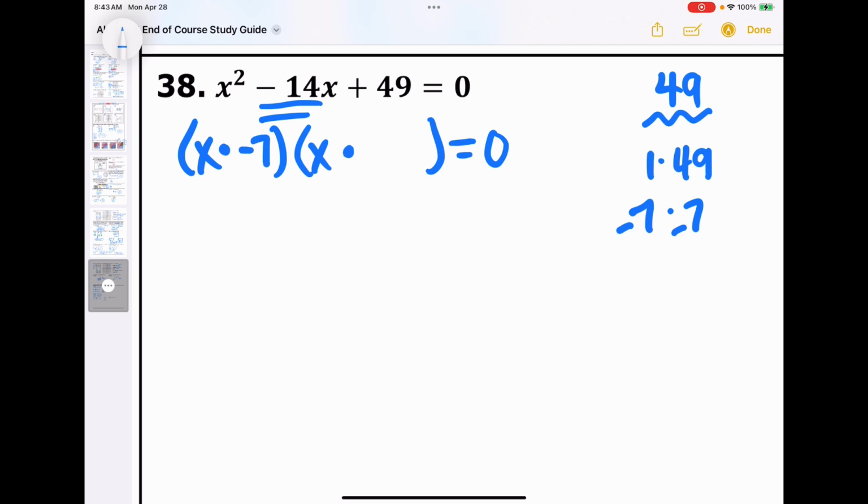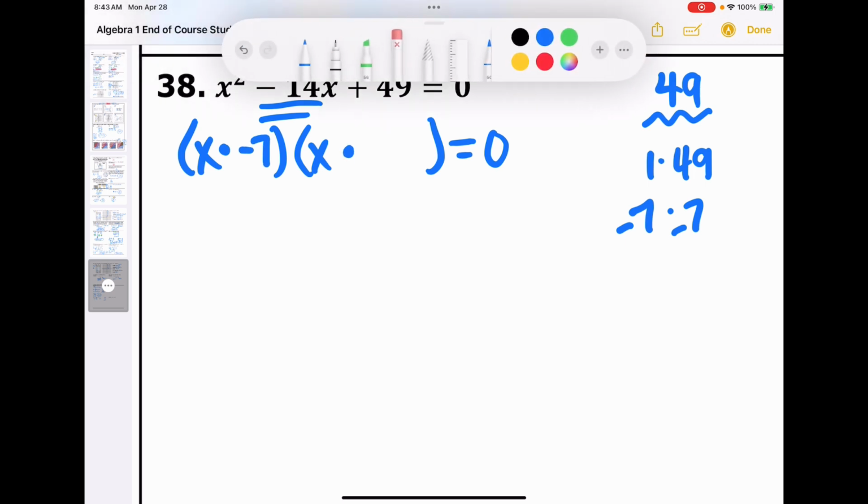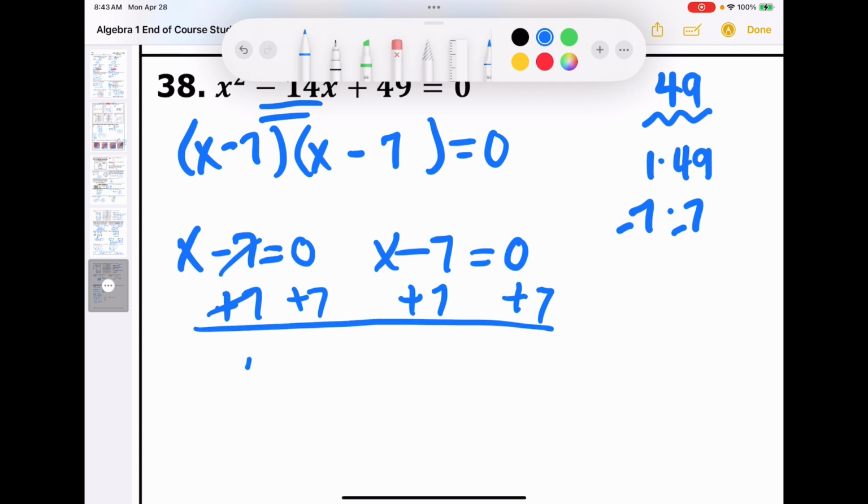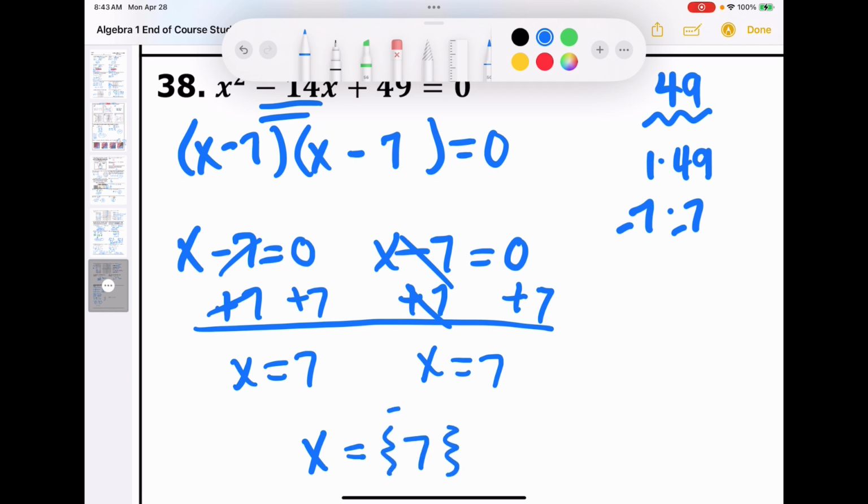So these are both, oh wait, whoops. So in the parentheses, it's going to be x minus 7. Now we're going to break those apart and solve for x. So we just have one answer, x equals 7.